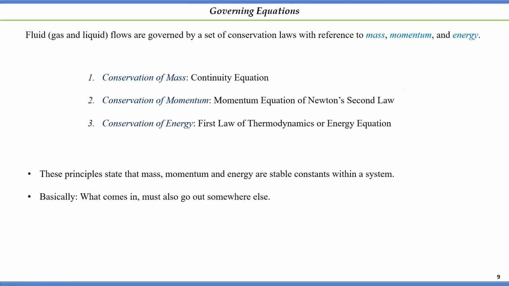So in general, if you see any fluid flow, we can always model this flow using certain conservation laws. The conservation belongs to mass, momentum, and energy. Conservation of mass gives you the equation of continuity. Conservation of momentum is nothing but Newton's second law, and it is called the momentum equation. And conservation of energy is nothing but the first law of thermodynamics, and it will give you the energy equation.